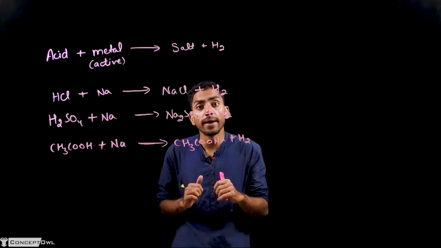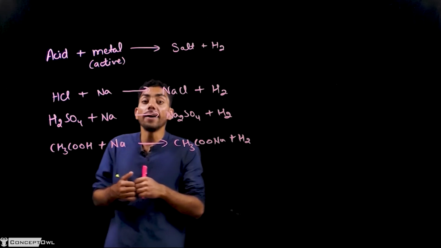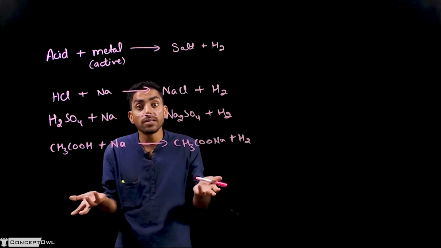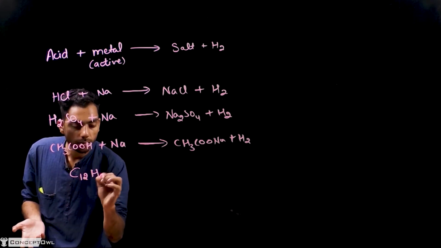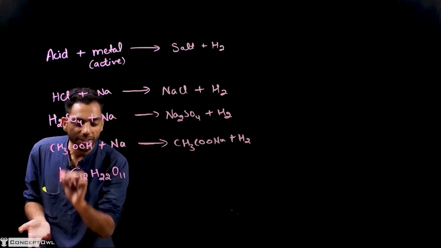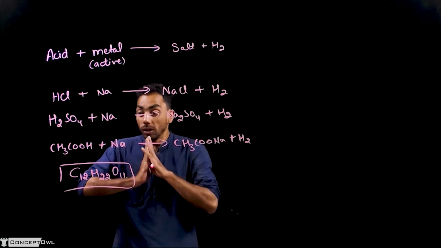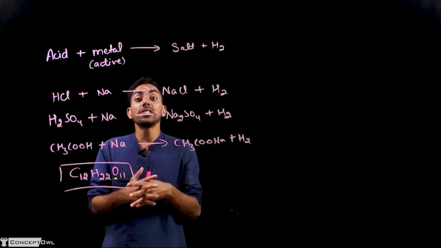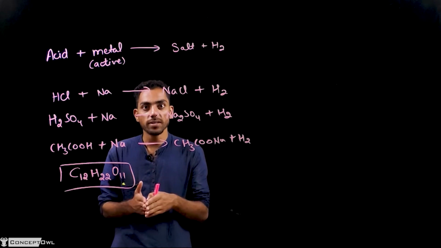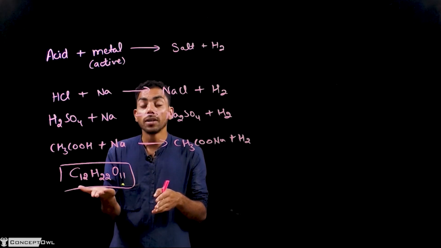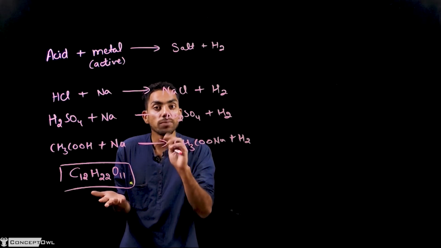Is it true? No. Why? Because there are so many compounds, so many substances which contain hydrogen, but still they are not acids. For example, do you know what it is? This is sugar that we eat, table sugar. If hydrogen is responsible for the acidity, then sugar must be a super acid because it contains 22 hydrogen, but sugar is not acidic. So hydrogen is not responsible for the acidity.